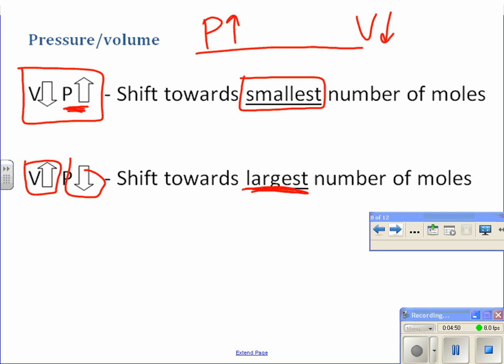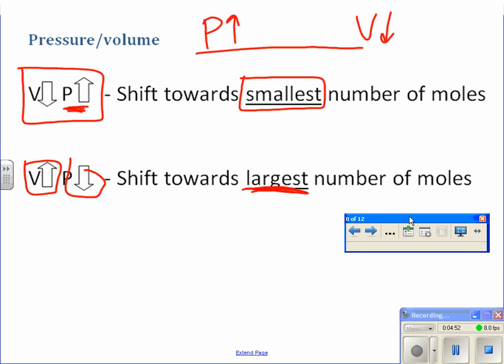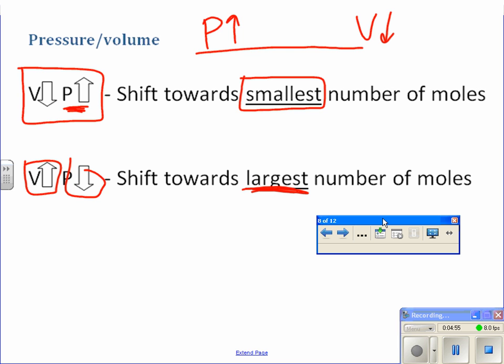You just have to make sure you have it memorized. Count the number of moles. As soon as they mention pressure or volume in a problem, the first thing you should do is total the moles on the left and the right-hand side, and it'll give you an idea of which way the reaction is going to go.